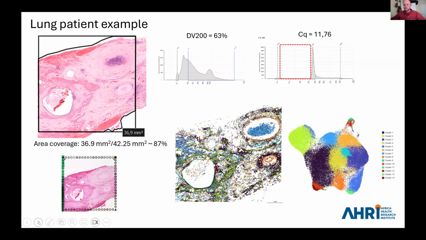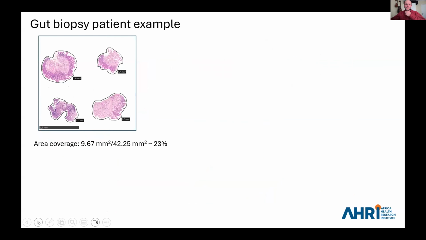And this is the UMAP associated with the sample. So you get really nice separation of the populations and nice clean data.